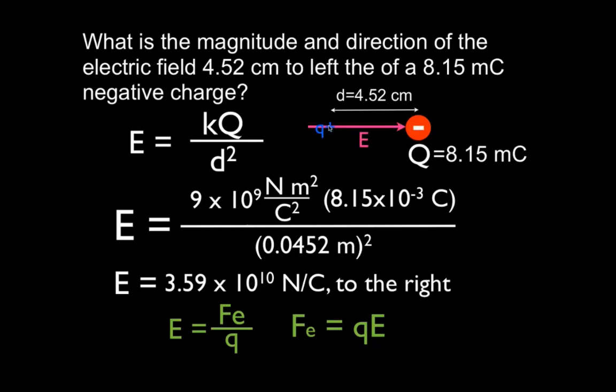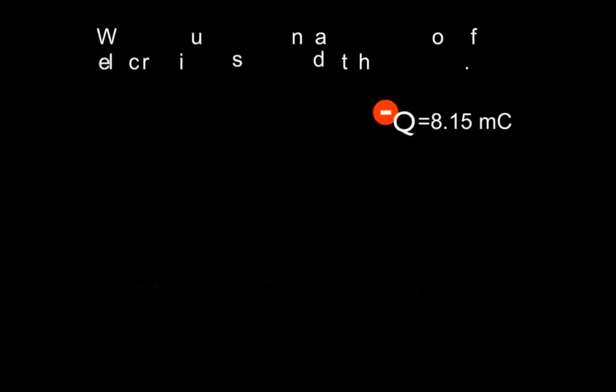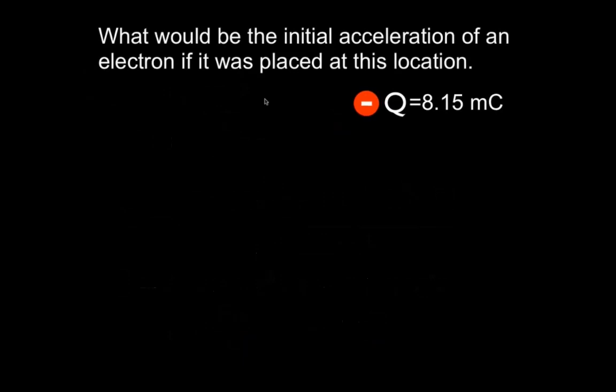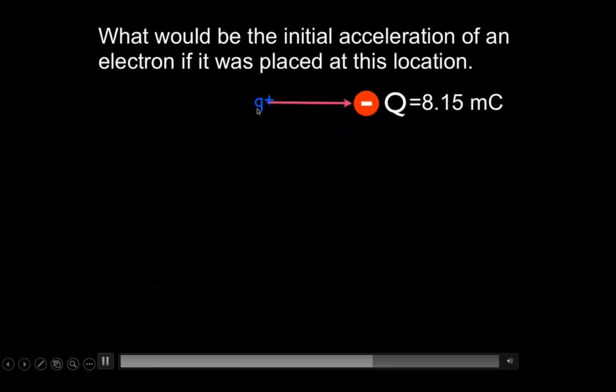Okay, now one thing we can use this for is to calculate the acceleration of a particle that is placed right here, or the force. So we're going to do that right now as a kind of application. We want to know what would be the acceleration of an electron that was placed 4.52 centimeters to the left. So remember, the electric field, we figure out the direction with the test charge. We put a test charge, the force on that charge would be to the right. So the electric field is to the right.